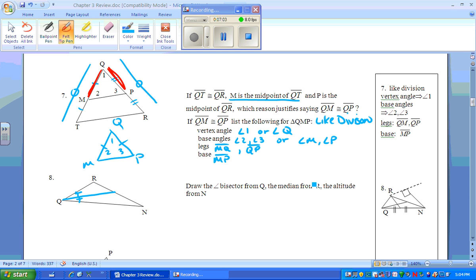Median means it was in the middle. So I told you to guess where the midpoint is. So it's from R, it has to go to QN. This looks like the midpoint to me. I draw a line connecting them. Still not right until I mark the two markings that those two are congruent.